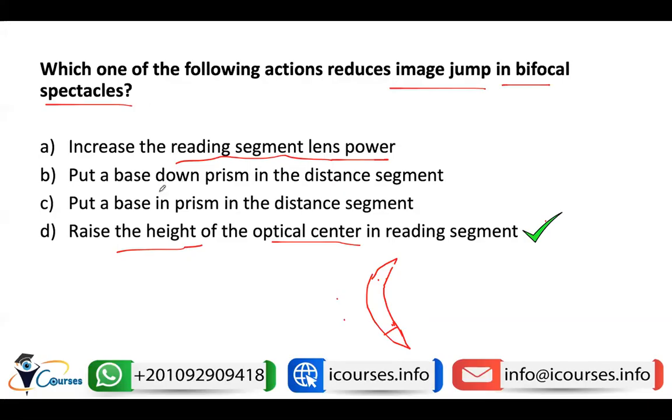Putting a base down prism in the distance segment will add more to the problem. So the patient will have more prismatic jump, but he would need to add a base up prism in order to neutralize the already present base down prism in the reading segment. Base in, we don't put a base in prism in the distance. Raising the height of the optical center of the reading segment will be one of the solutions to reduce the prismatic jump.